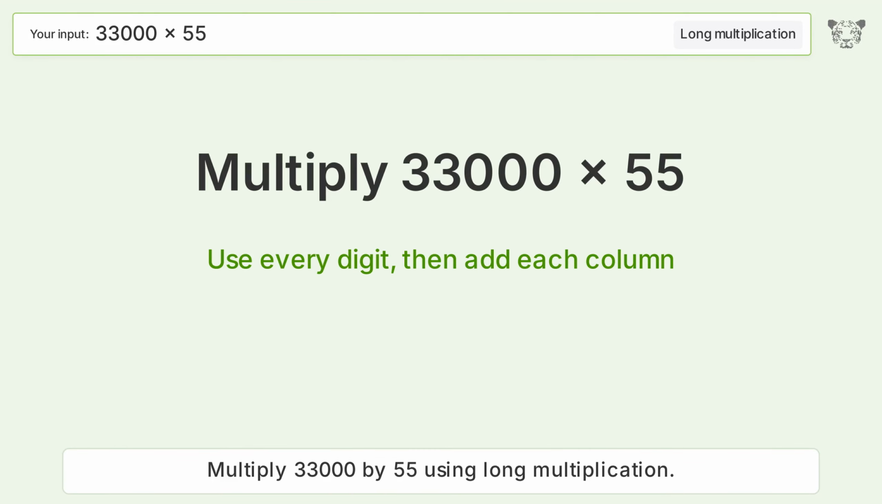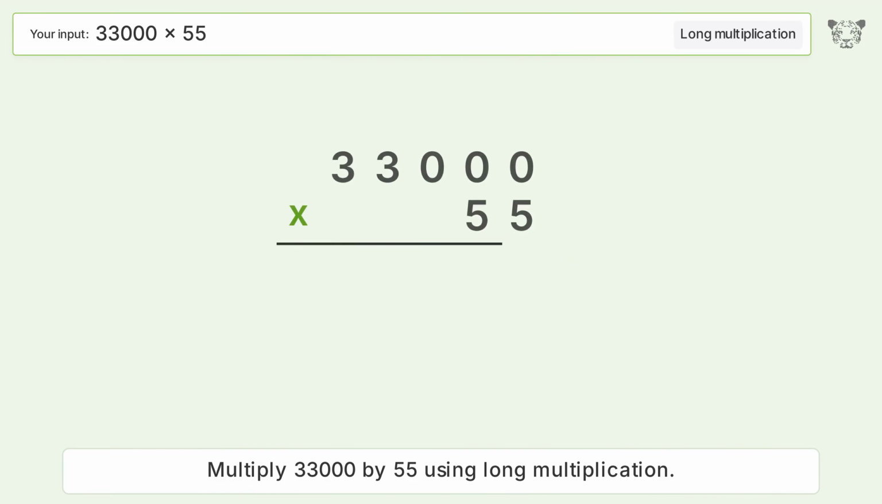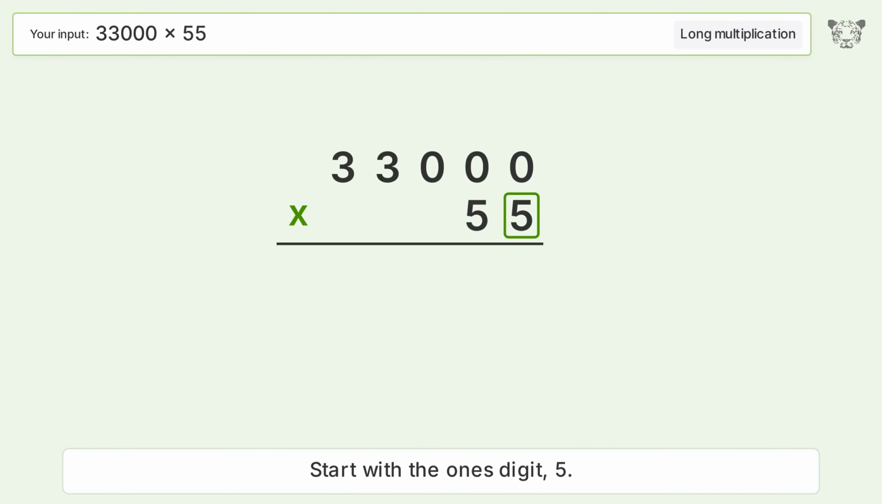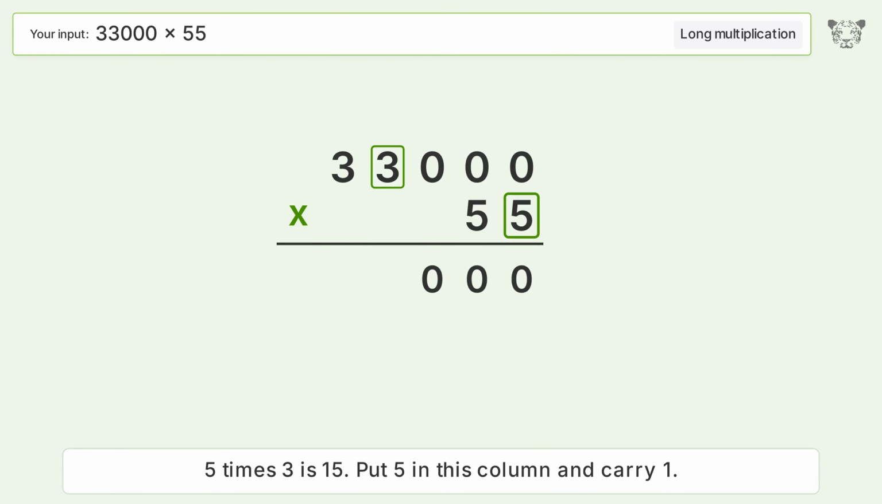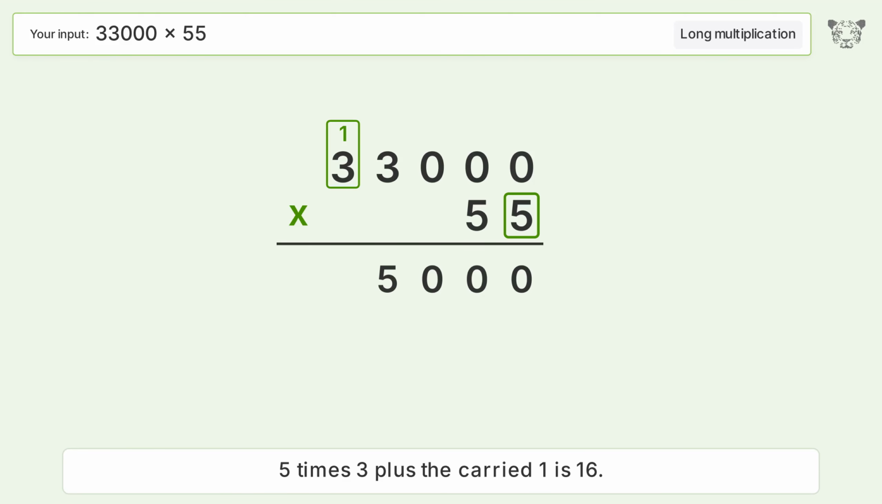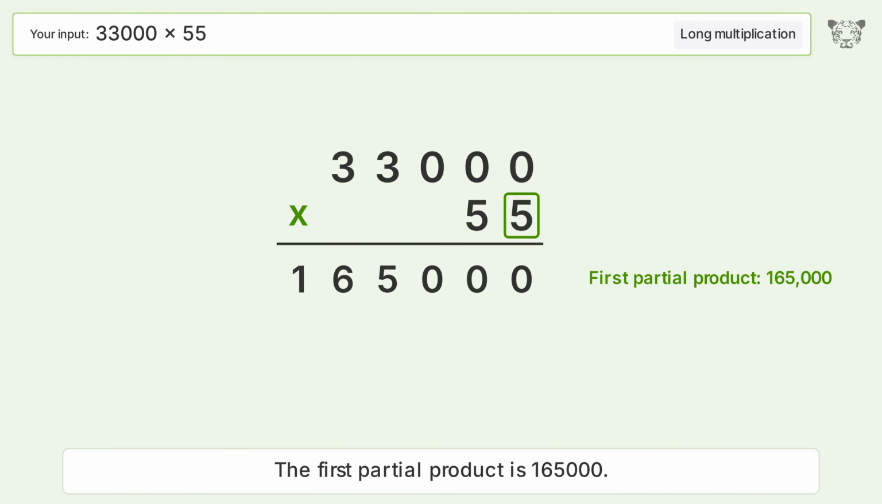Multiply 33,000 by 55 using long multiplication. Start with the ones digit, 5. 5 times 0 is 0. The next two digits are also 0, so those columns are 0 too. 5 times 3 is 15. Put 5 in this column and carry 1. 5 times 3 plus the carried 1 is 16. The first partial product is 165,000.